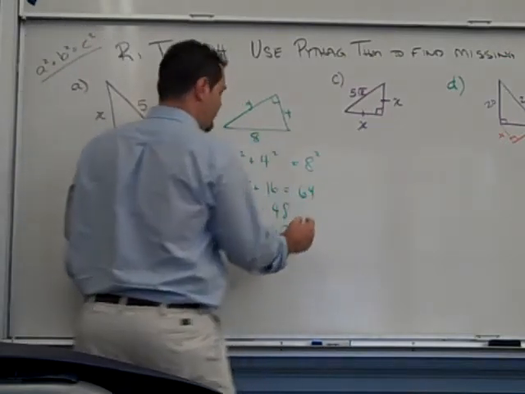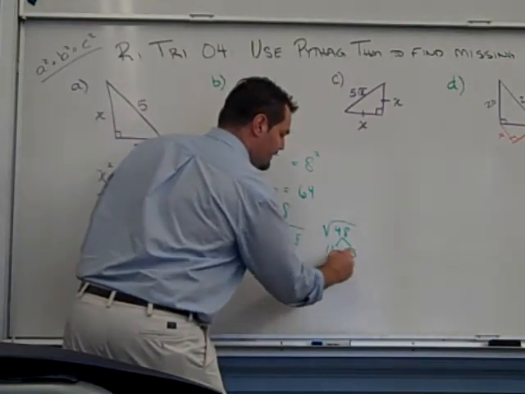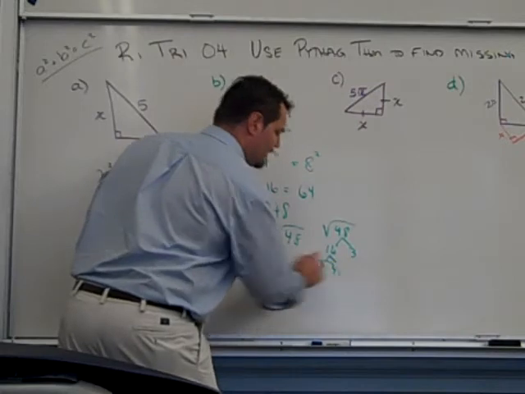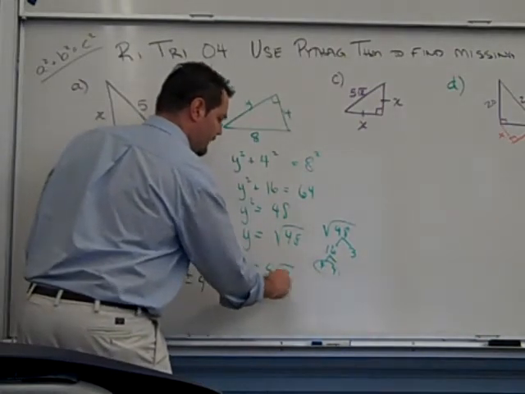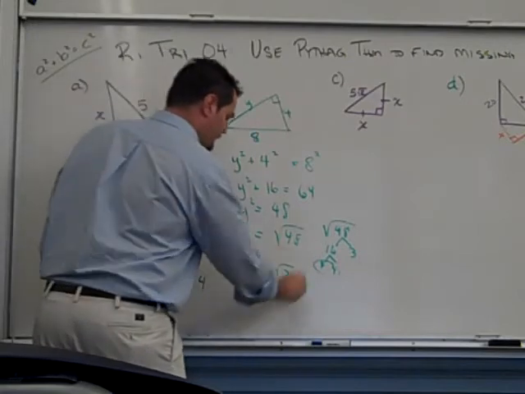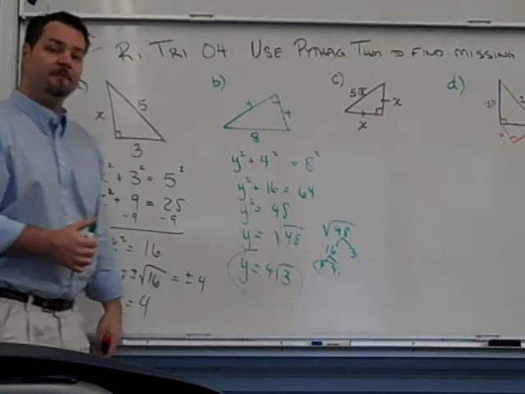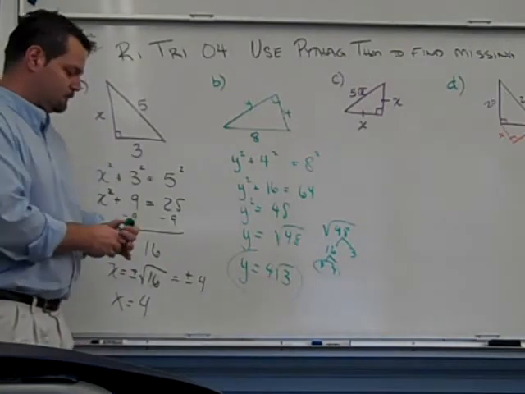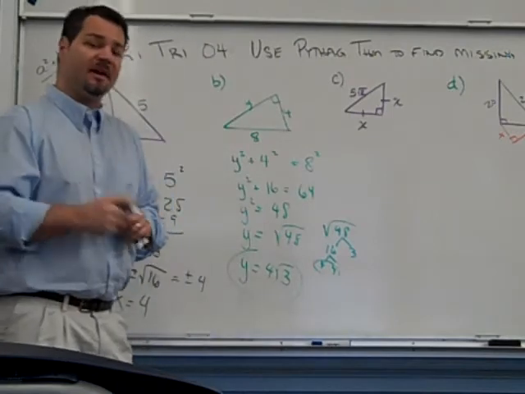To simplify the square root of 48, I'll use a factor tree. See who's hooking up. 4s are hooking up, they get to come out, leaving a 3 on the inside. In other words, this length is 4 root 3 units long. Third example, more complicated because this time we're missing 2 sides.